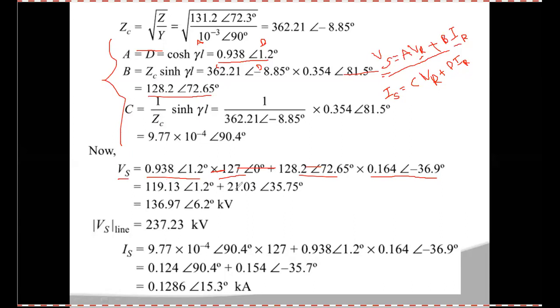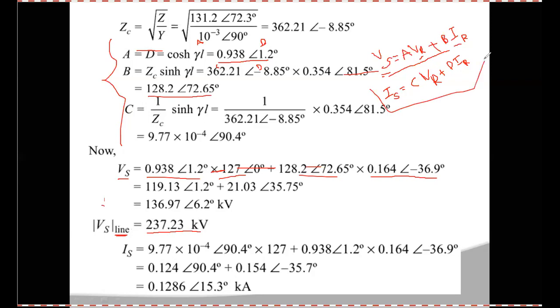Okay. So which is in kilovolts, right? This is the Vs value, and if you take only the magnitude of Vs, the magnitude is 136.97. This is for one phase, per phase value. Okay. If you want the line voltage, you have to multiply this 136.97 with √3, so √3 into phase value. Then you will get the sending end voltage, which is the line to line voltage, as 237.23 kilovolts. Okay. So you got the sending end voltage.